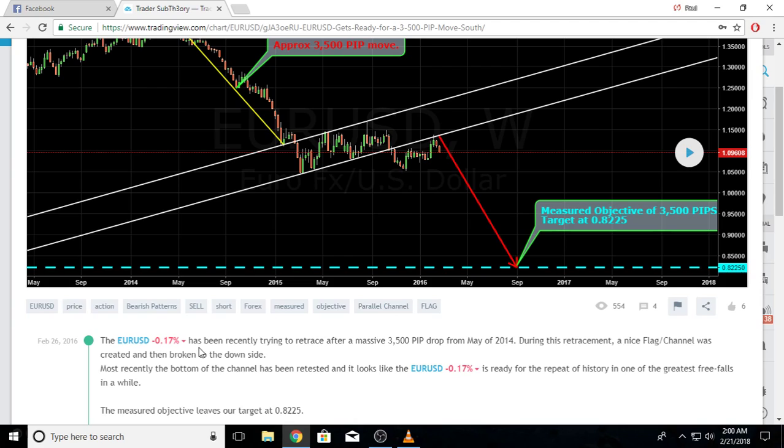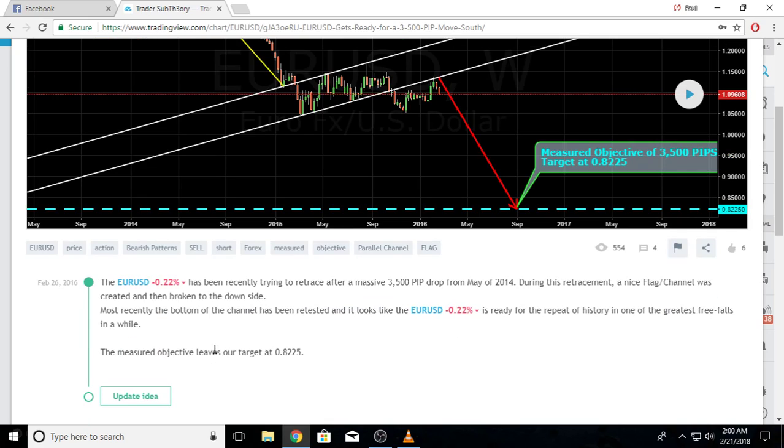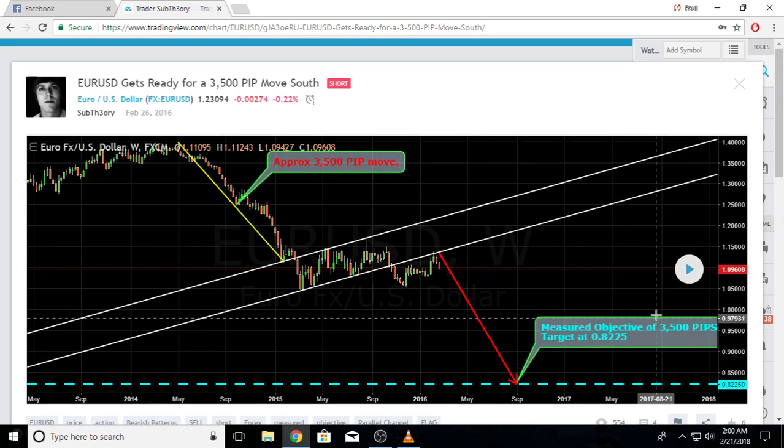As it says here, the Euro US dollar has been recently trying to retrace after a massive 3,500 pip drop from May of 2014, March, April, May. I guess I measured it differently. During this retracement, a nice flag channel was created and then broken to the downside. Most recently, the bottom of the channel has been retested, and it looks like the Euro US dollar is ready for a repeat of history and one of the greatest free falls in a while. The measured objective leaves our target at 0.8225.